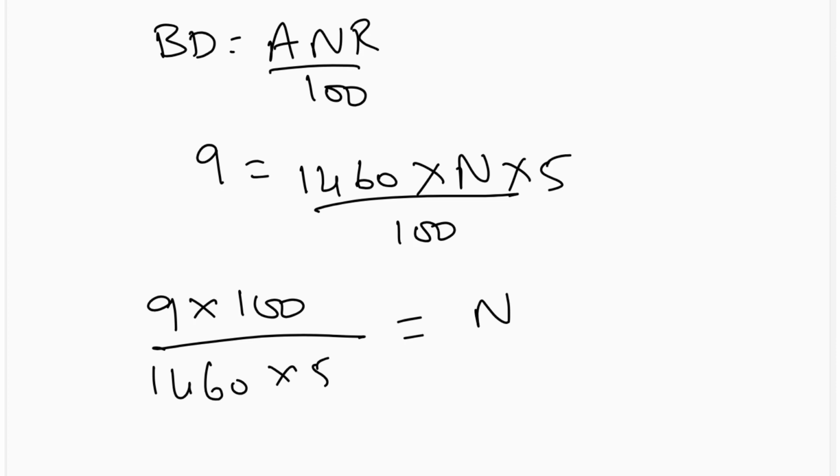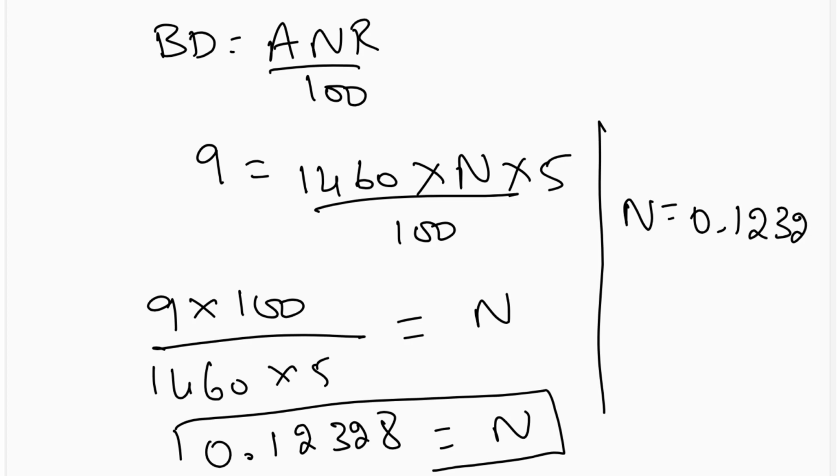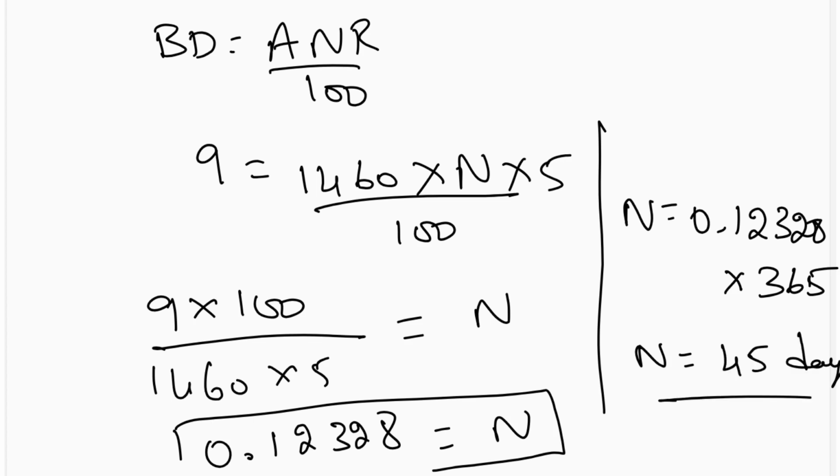So by simplifying this, how much will you get? You will get 0.12328, that is n. In terms of years, so better you multiply that with 365. 0.12328 into 365, so n you will get 45 days. Now you got that the bill was discounted 45 days earlier.